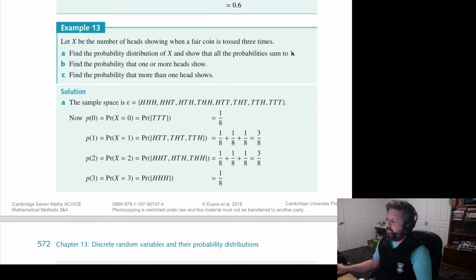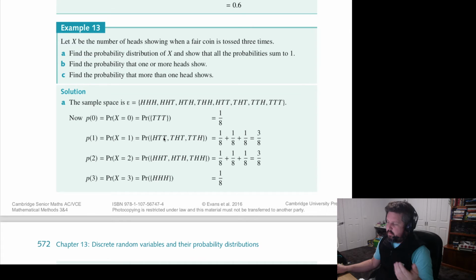So again, finding p of 0 when there are 0 heads being shown. The only time that there are 0 heads being shown is when they're all tails, so tails, tails, tails. That is 1 possibility out of all of the 8. Going ahead and finding the probability that there is 1 head. So looking for where there's 1 head, there's 1 head here, 1 head here, and 1 head here. Each probability is 1/8. Adding them together, we get 3 out of 8. We can do that for each of those scenarios that are listed there.